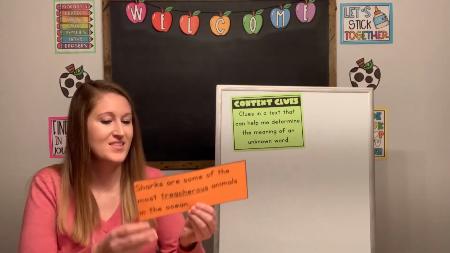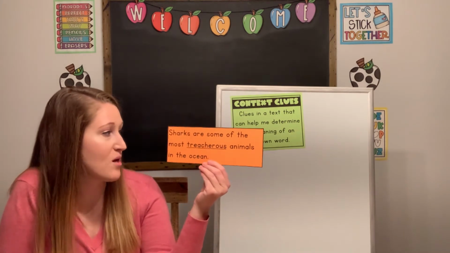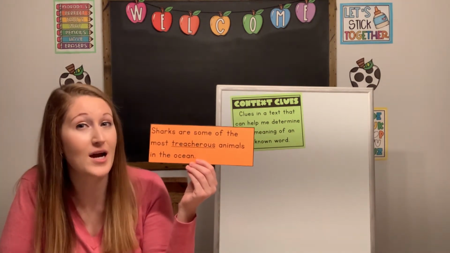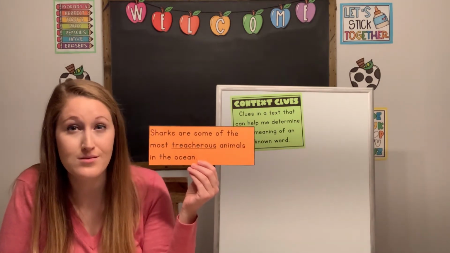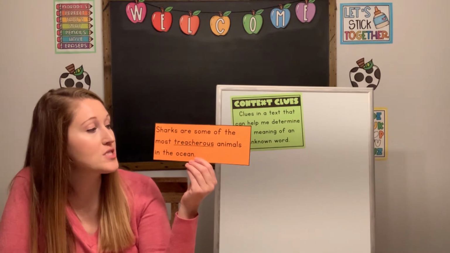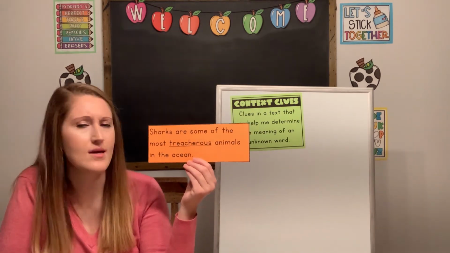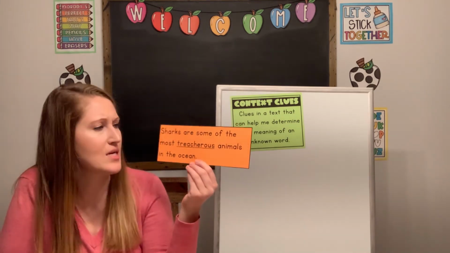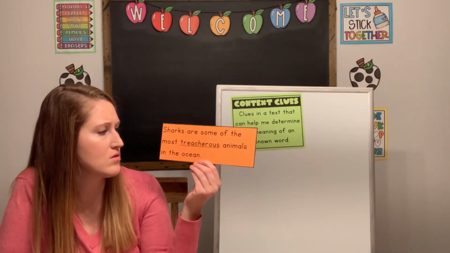All right, next sentence. Sharks are some of the most treacherous animals in the ocean. So the word we're trying to solve is treacherous. So let me read that sentence again. Sharks are some of the most treacherous animals in the ocean. What do you think treacherous means? What are some of those context clues?